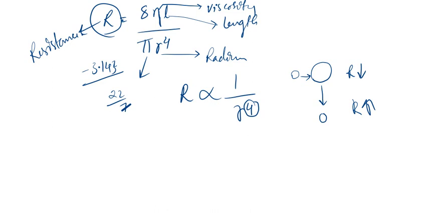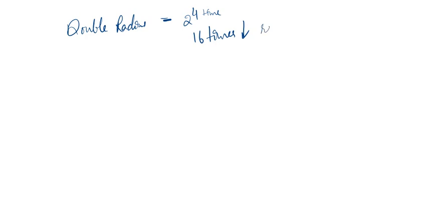Now some of the people may also say like this: if you double the radius, then your resistance will decrease by 2 to the power 4 times. That means how much? Your resistance will decrease by 16 times. Got it or not? Please say you got it or not. See, there is not much confusion, guys.